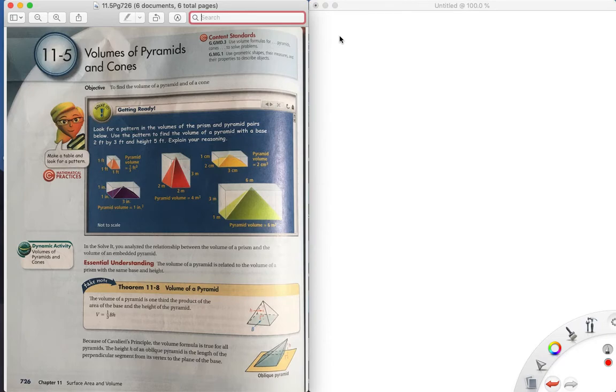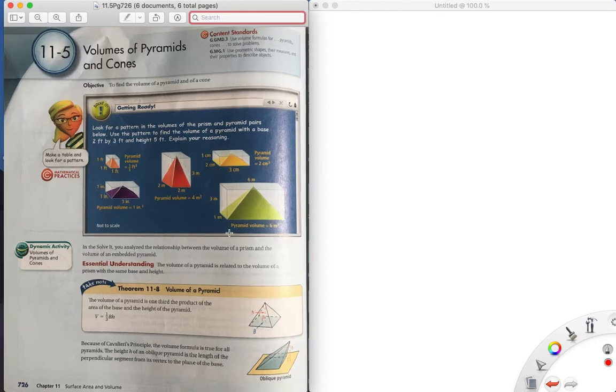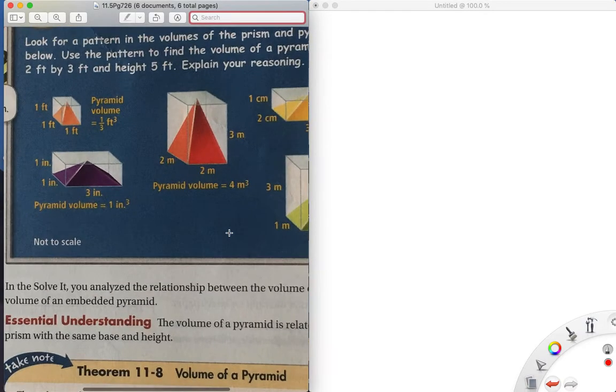Alright, so this is Chapter 11, Section 5, Volume of Pyramids and Cones. It's only two equations really that you need to know for this. First one is the volume of a pyramid.